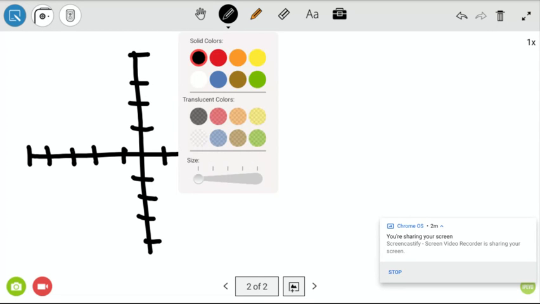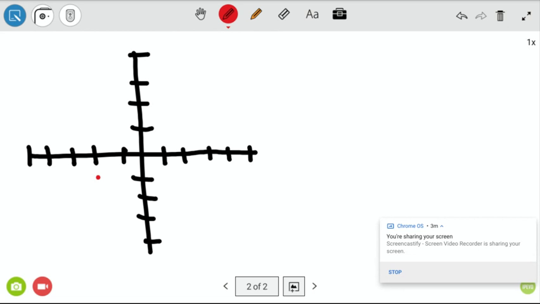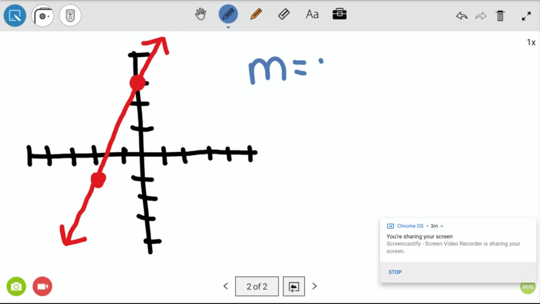I'm going to create 2 points. I'm going to create a point here at (-2, -1), and another point at (0, 3). If I draw a line between these 2 points, not a line segment, a line, I'm going through the entire graph. If I want to count the slope, I'm going to count the rise first and then the run.